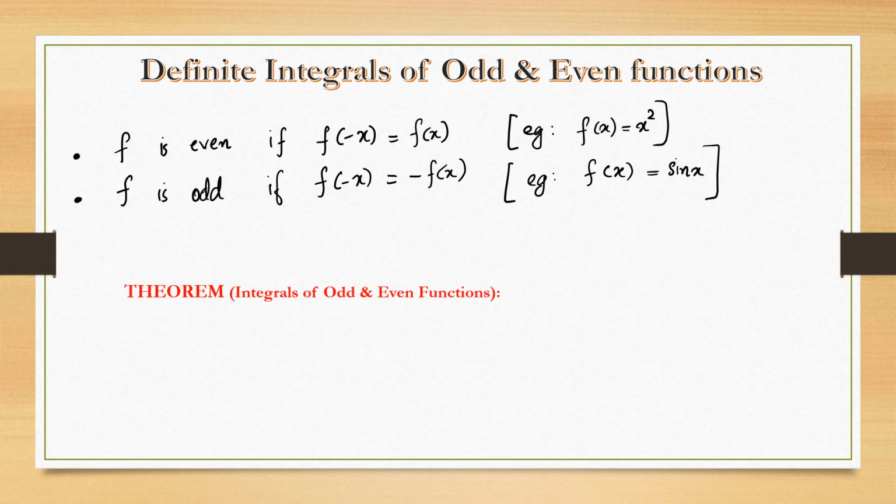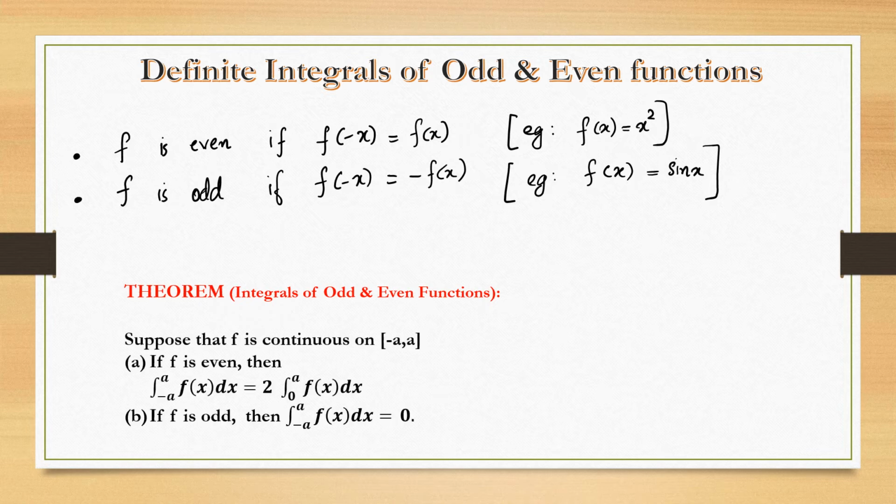Now we have a theorem for integrals of odd and even functions. The statement of the theorem is, suppose that f is continuous on closed interval minus a, a. If f is even, then integral minus a to a f of x dx equal to 2 into integral 0 to a f of x dx, and if f is odd, then integral minus a to a f of x dx equal to 0. Let us prove this theorem.